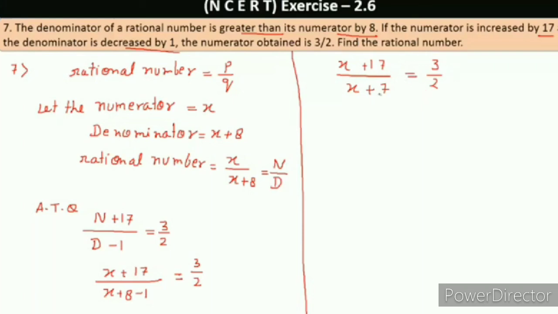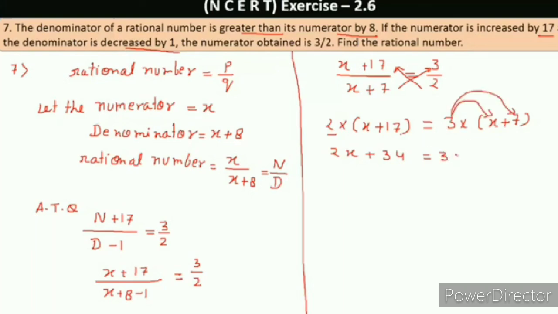Now again fraction form on both the sides. Do cross multiplication. 2 into bracket, without fail you should put the bracket, otherwise you will get a wrong answer. 2 into (x plus 17) equals 3 into (x plus 7). After putting the bracket, you should multiply both the terms with the outside term. That also you should remember. 2 into x, 2x, plus 2 into 17, 34, is equal to 3 into x, 3x, plus 3 into 7, 21.